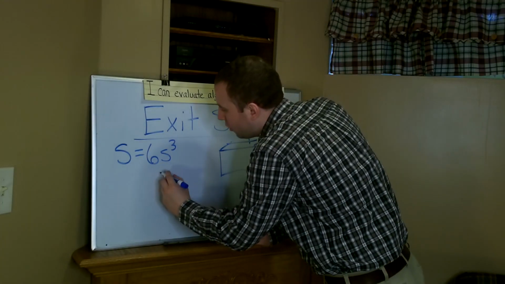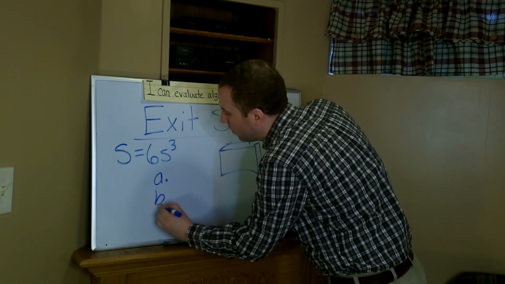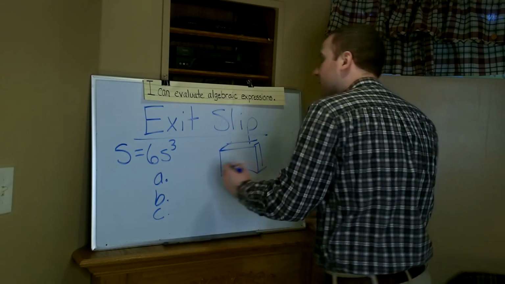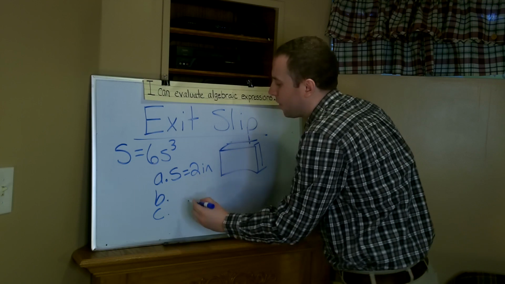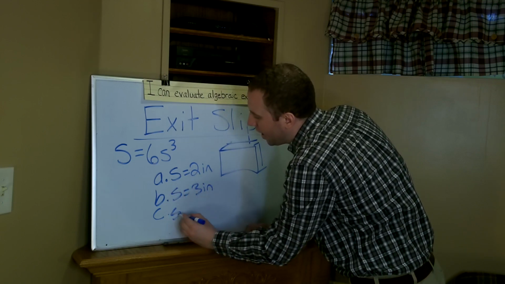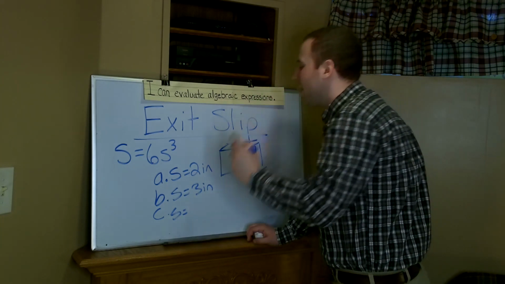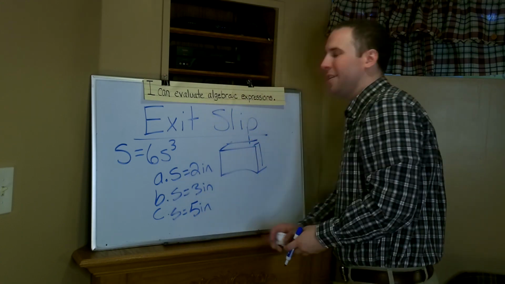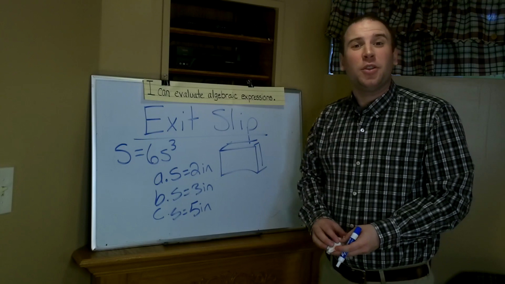So what I'm asking you to do for this exit slip is to find our surface area of our cube when s equals the following values. If s equals 2 inches, if s equals 3 inches, and if s equals, let's go 5 inches. Go ahead and pause the video now to go ahead and answer the following exit slip.